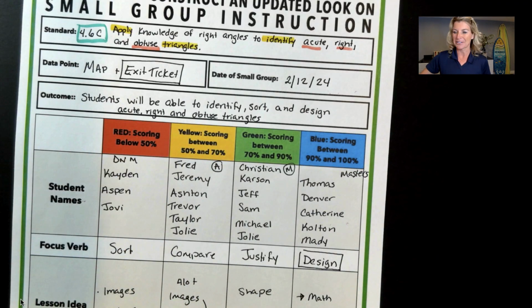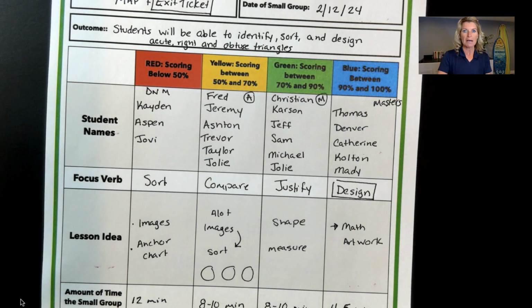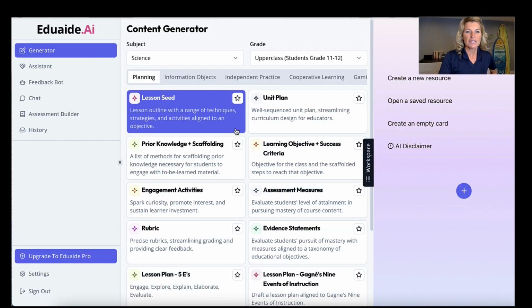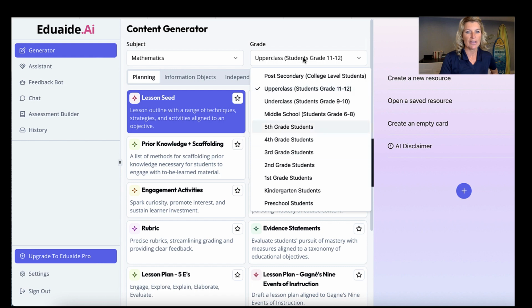We got our game plan. We got our map data. We put our students in categories. We have our focus verb. But I want to showcase one more thing to you. The website that I'm using is called EduAid. And inside of EduAid, I'm going to be able to go in and find those math lessons and those resources.